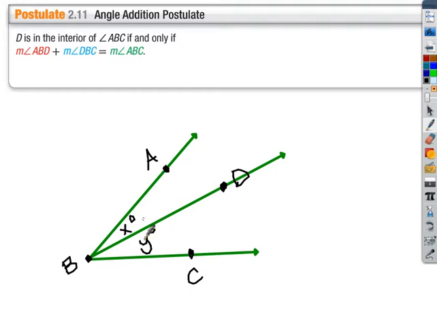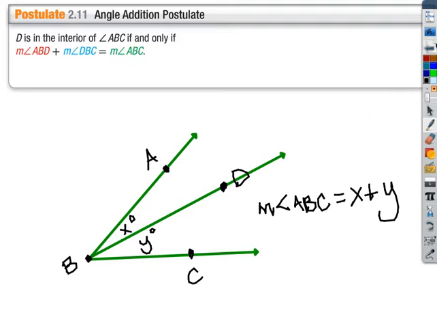So looking at it visually, it makes sense, because what it's saying is the measure of this angle, that's X degrees, plus the measure of this angle, which is Y degrees. If I added those together, I should get the measure of the big angle, ABC. So basically it's saying the measure of angle ABC is equal to the degree measure of this smaller angle plus the degree measure of this smaller angle.